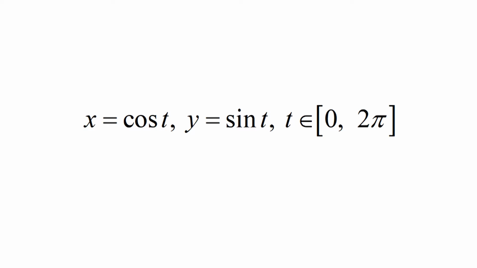Hello friends, welcome back. In the previous session, the concept of parameterization of curves in a Cartesian plane was introduced. We have seen that x is equal to cos t and y is equal to sin t, where t varies over the closed interval 0 to 2 pi, is a parameterization of the unit circle x square plus y square is equal to 1. A natural question arises whether the unit circle has a parameterization other than this.